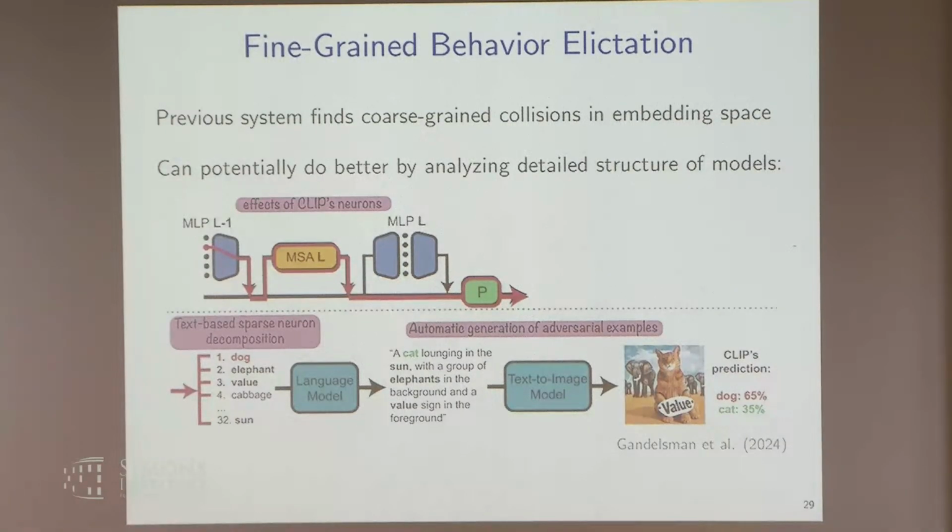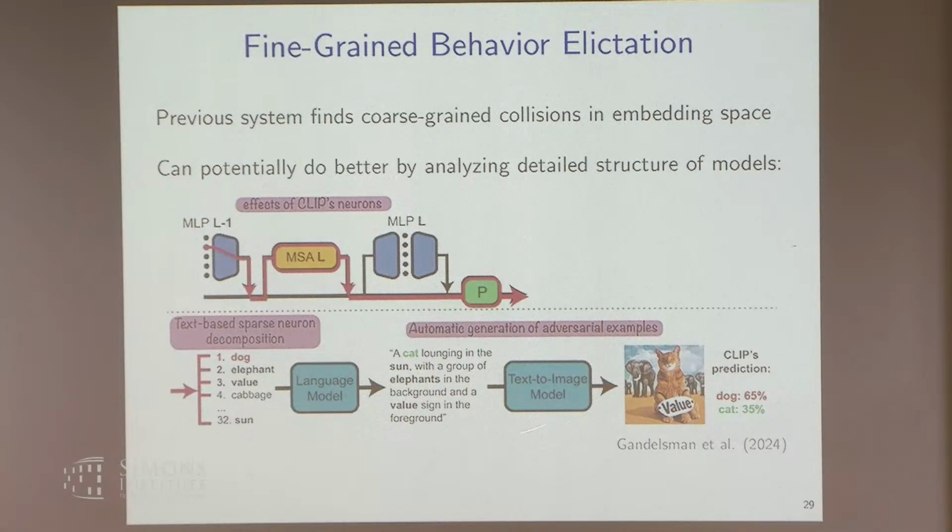Why is this helpful? Well, this gives us basically an auto tester for neural networks, where instead of having to come up with hard inputs by hand or try to generate them randomly, we can actually say, I want to take a cat and make Clip think it's a dog. How do I do that? Well, I have a picture of a cat lounging in the sun with a group of elephants and a value sign in the foreground. And you can then draw this image.